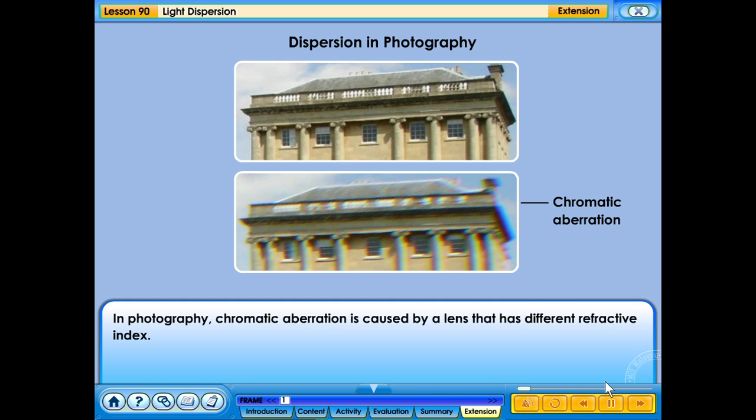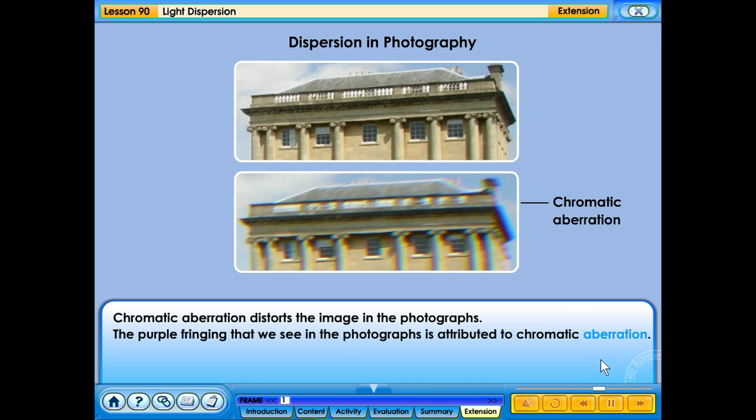In photography, chromatic aberration is caused by a lens that has different refractive index. This causes dispersion of the lens. Chromatic aberration distorts the image in the photographs. The purple fringing that we see in the photographs is attributed to chromatic aberration.